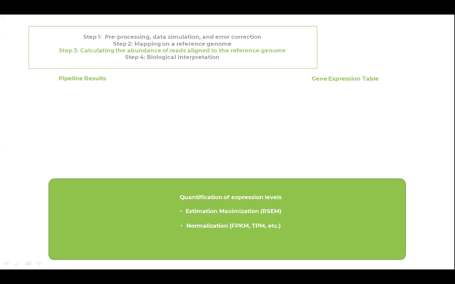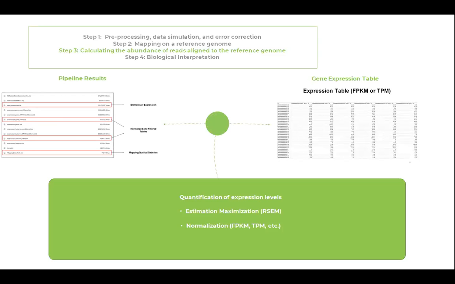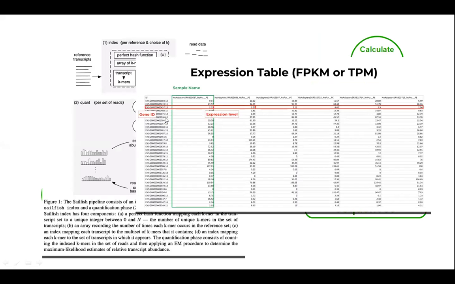After the pre-processing and mapping steps, the expression values of genes and isoforms are generated and displayed in the form of a gene expression table. So this is how finally you are able to quantify your gene expression data. Your gene expression table can be quantified in different terms like counts. It could be FPKM, it can be RPKM, or it could be TPM.